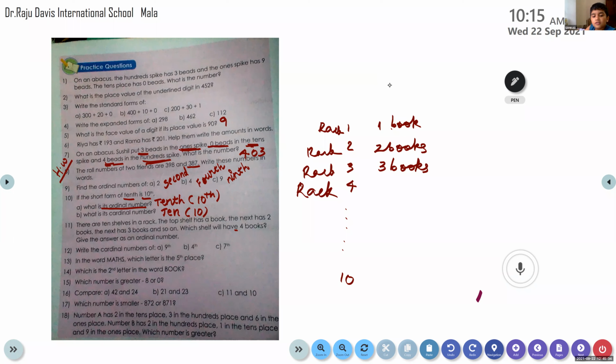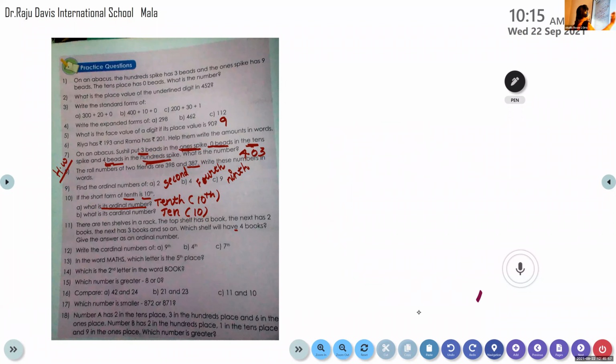Rack 4. How to say it as an ordinal number? The position of that rack? What is the ordinal number for 4? So which rack will have 4 books? Fourth rack. Only write the position. We have to give the answer as ordinal numbers. That's why we have written fourth.